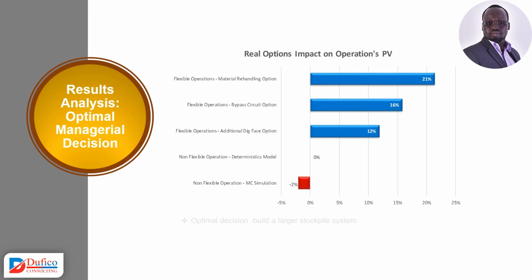By rehandling the material, which means stockpile and rehandle them, you increase your value by 21%. But bypass circuit, which is 16%. So the optimal decision would be to build a larger stockpile system. And how do you arrive at that? Because before, we have to calculate the risk by using predictive analytics, which gave a 78% chance of getting the block classification correct, whether it's risky or less risky. And that will increase your project value by 21%.